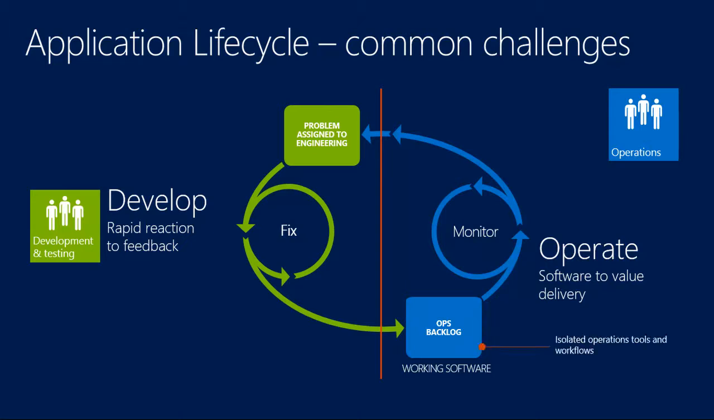So the first problem is, these two teams are usually isolated. They will use different tools, they will talk a different language, and they will have different priorities. So it's being in silos that starts our challenges. The next problem is when an issue happens in production, it will usually be operations that finds out about it first, because they're the ones that are going to get called at 3 a.m. in the morning by a very angry user.